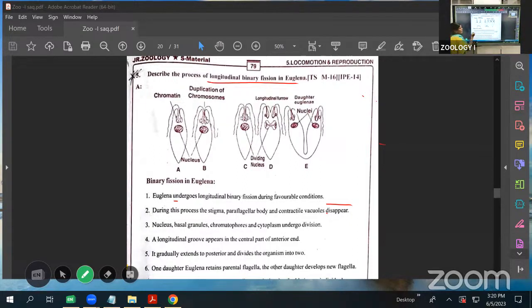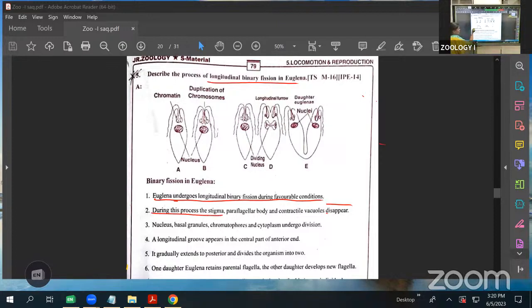See this one. Euglena undergoes longitudinal binary fission, the same as the first point for the transverse binary fission of Paramecium. Euglena undergoes longitudinal binary fission during favorable conditions. The water is sufficient, food is sufficient, the environmental conditions are sufficient. Only at that time they undergo binary fission.